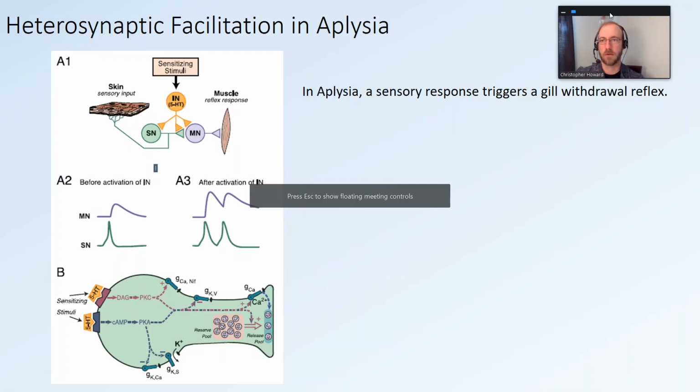So this is how heterosynaptic facilitation works in Aplysia. We have the siphon or the skin here. You stimulate this and you have an action potential in the presynaptic sensory neuron. This drives glutamate release onto a motor neuron, which results in withdrawal of the gill.